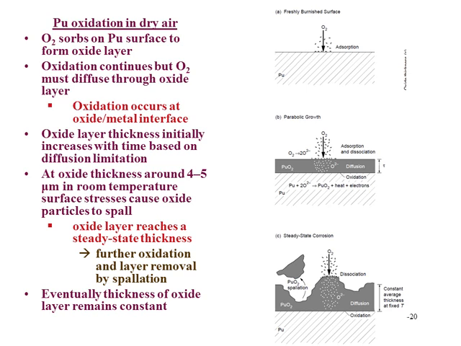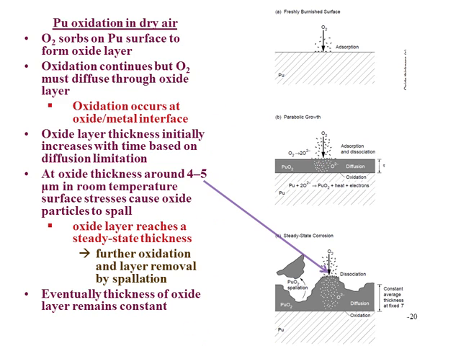Here's an example of plutonium oxidation in dry air, where we have O2 sorbing onto the plutonium surface. This forms an initial oxide layer. Over time, that oxide layer grows, and then we have diffusion of the oxygen through that layer in order to oxidize more of the plutonium metal. During this process, through the oxidation, heat occurs. It's an exothermic reaction.